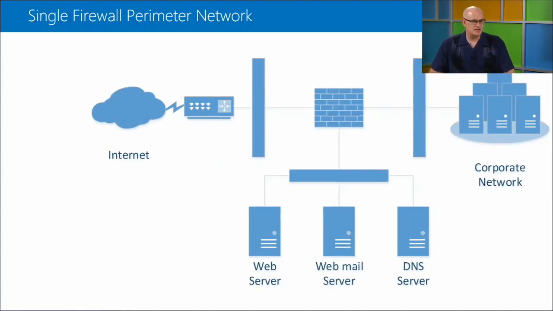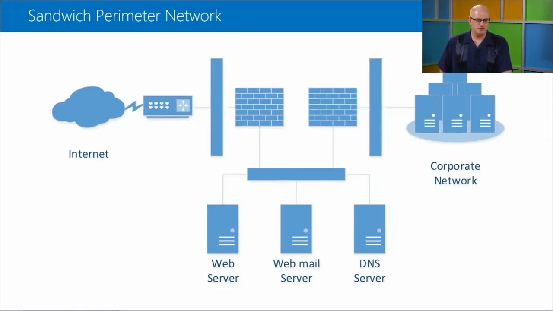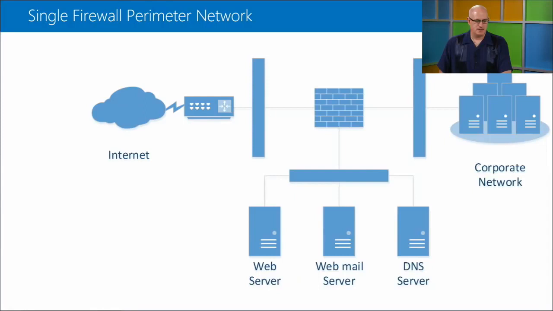This is an example of a single perimeter network. Let's just go back really quick. So here's a dual firewall here. Here's a single firewall. So we have a single firewall that provides a similar function.